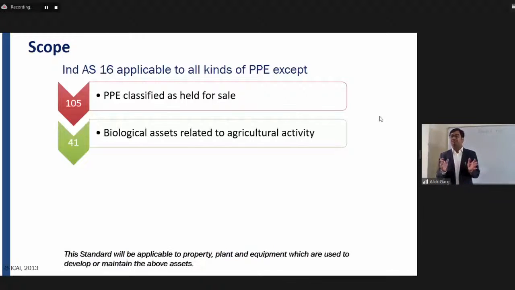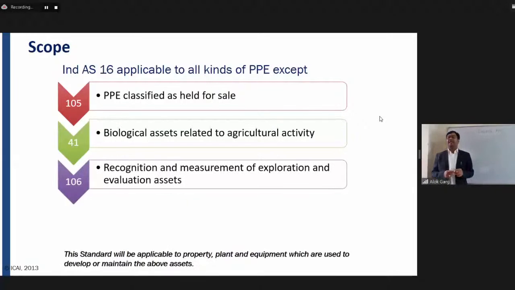The exclusion is biological asset related to agricultural activity, and the meaning of biological asset is living animal or plant. Biological asset. So is it covered under Ind AS 16 or Ind AS 41? Land will be covered under Ind AS 16. Land is not a biological asset. It is covered under Ind AS 16.